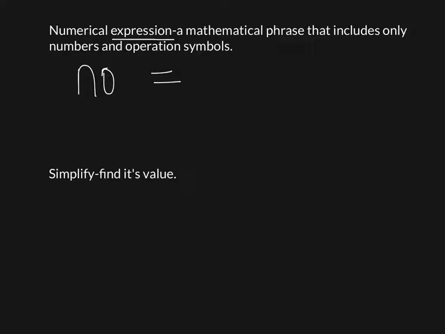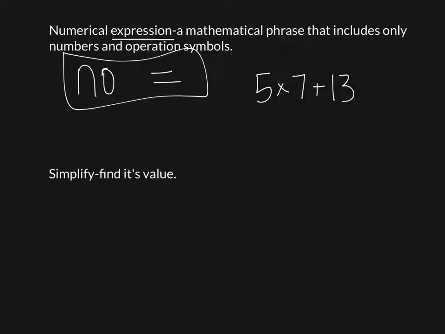So what you're going to be seeing in this video is we're going to be doing things like what is 5 times 7 plus 13? Okay, and so we're going to talk about, well, what order do I do? Do I do 7 plus 13 first? Or do I do 5 plus 7 first? That's the question. And simplify basically means find its value.